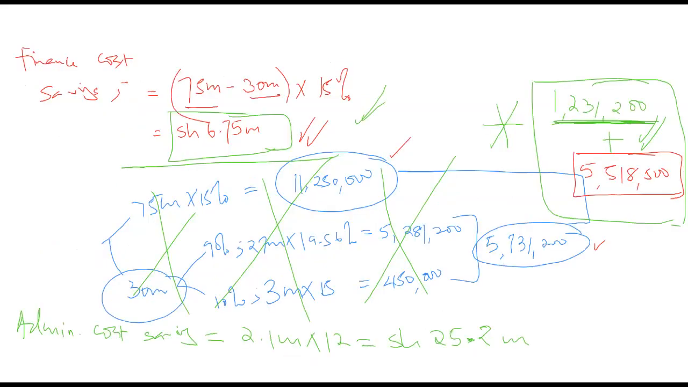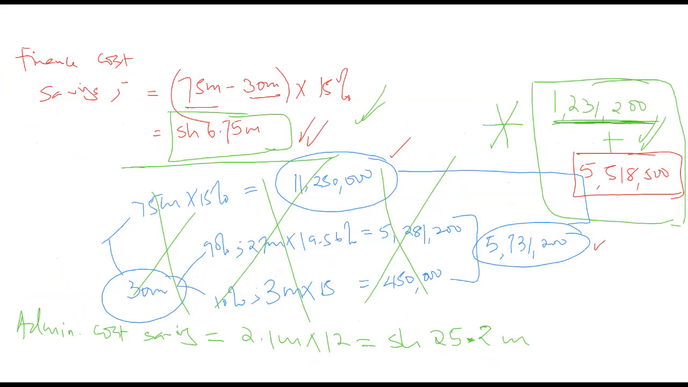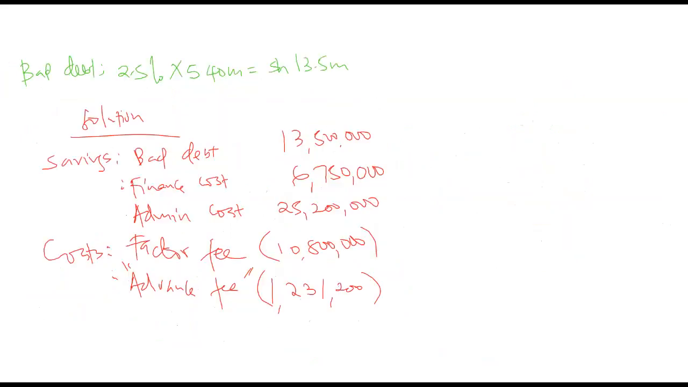In the cost, I think we are done with the cost. We have the factor fee, the advance fee, and the admin cost. Yeah, that is it. Okay, net saving will be how much? 40.